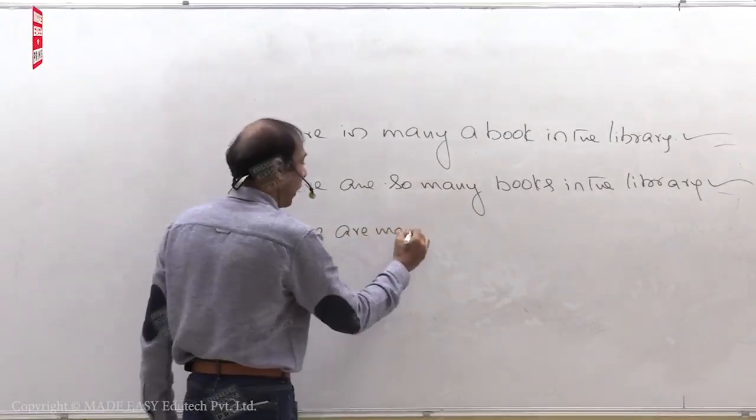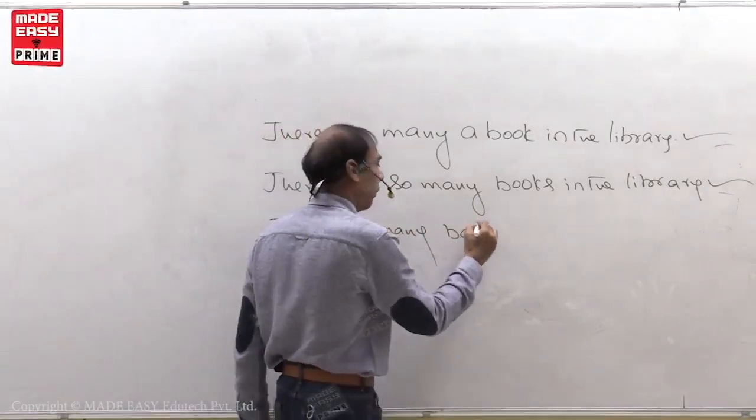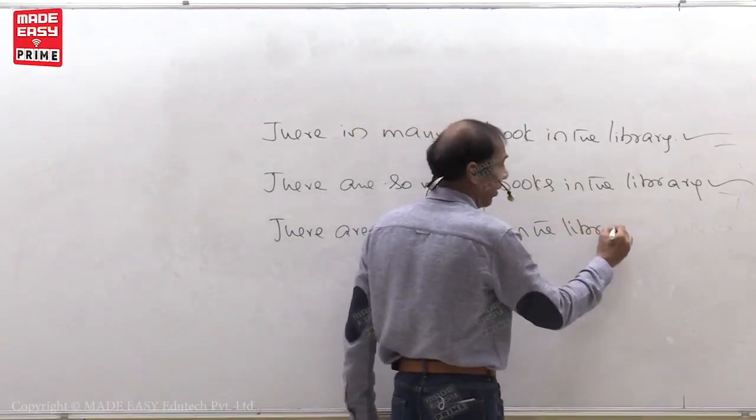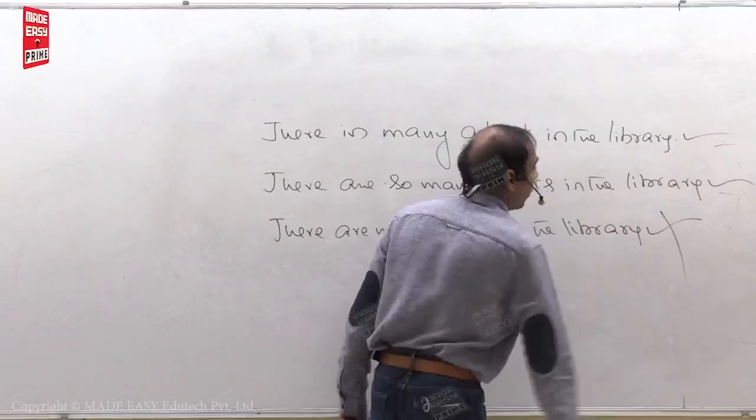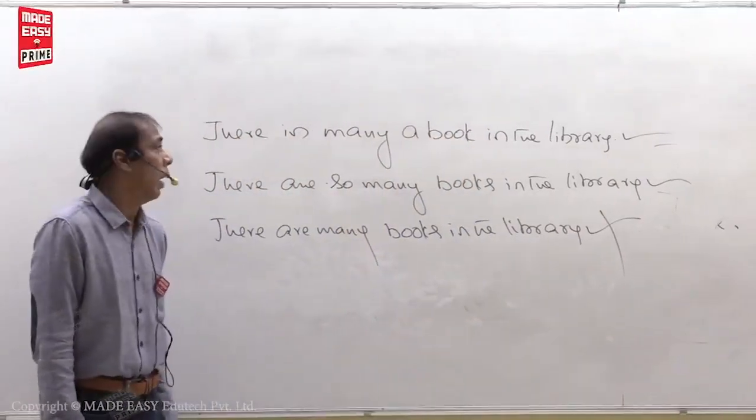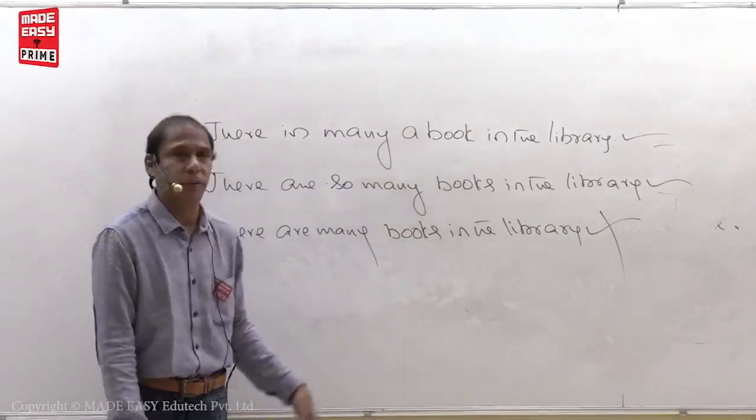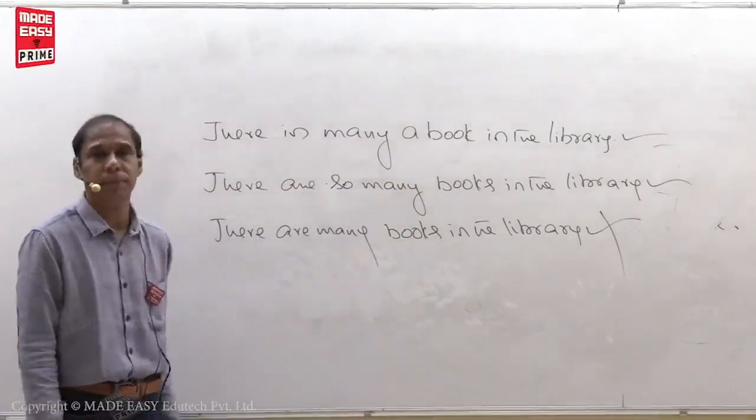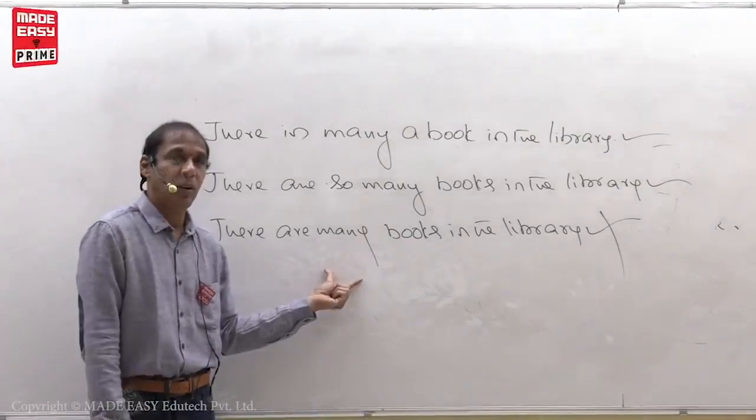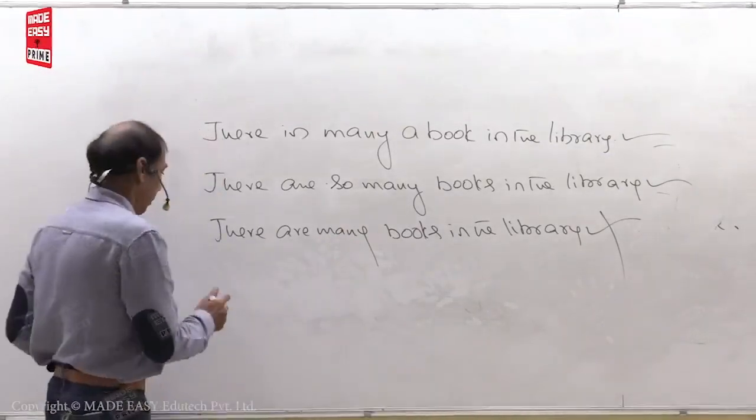There are many books in the library. This is wrong. You know why this is wrong? Use so many, or else use many plus a by n. But don't use only many. Don't use many in positive sentences. Right? What is the note here, you know?